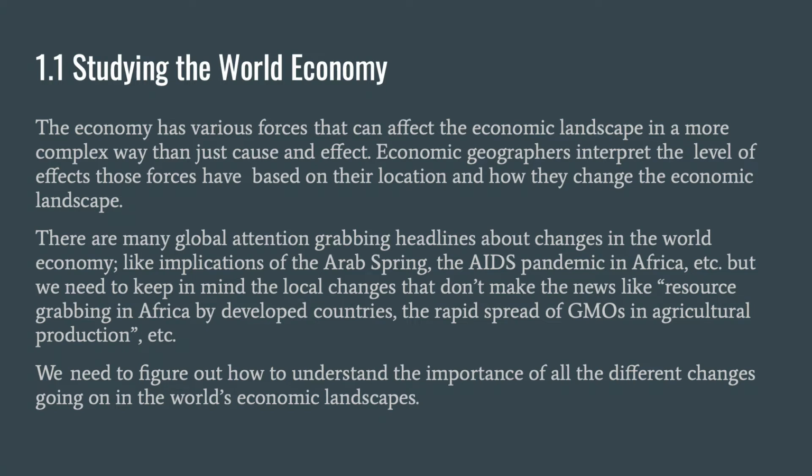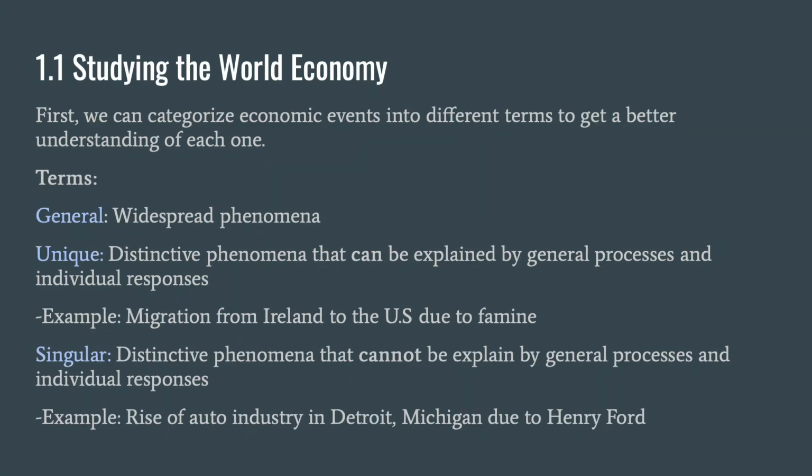But we need to keep in mind the local changes that don't make the news, like resource grabbing in Africa by developed countries, the rapid spread of GMOs in agricultural production, etc. We need to figure out how to understand the importance of all the different changes going on in the world's economic landscapes. First, we can categorize economic events into different terms to get a better understanding of each one.